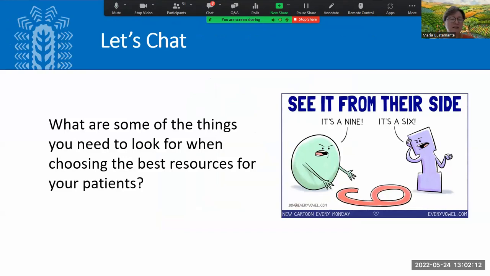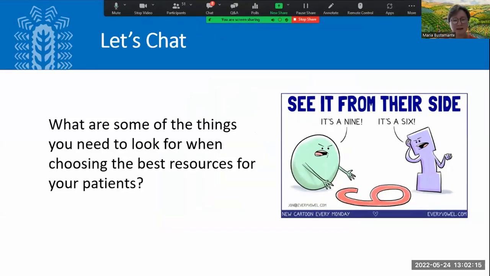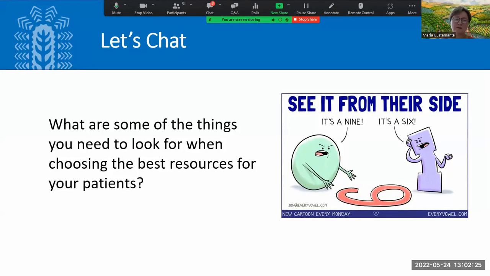So we want to hear a little bit from all of you. This presentation is intended to be a very interactive one. We do want to hear and have you participate as much as possible on the different things that we're going to be presenting. So here we have a first question for you. What are some of the things you need to look for when choosing the best resources for your patient? What is it that you look for? You can enter it into the chat.